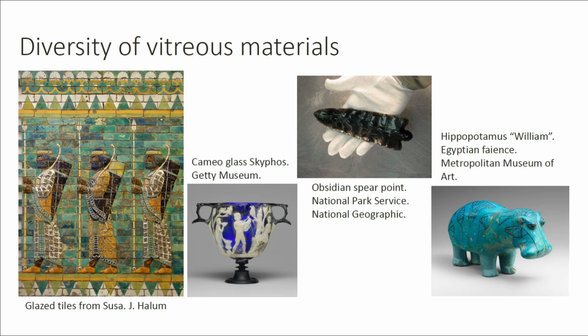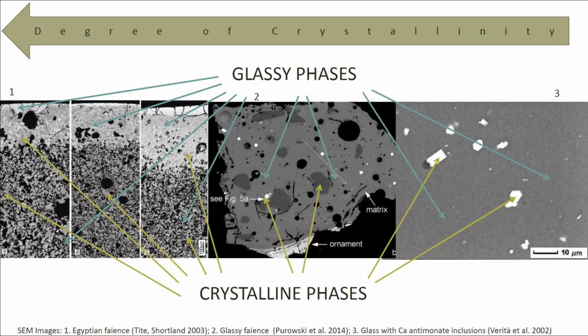Other two objects are completely or almost completely vitreous. They are man-made glass and natural glass. There are more kinds of natural glasses than just obsidian, and some of them were used by ancient people as well. I will not stop on natural glasses because this topic deserves a separate talk full of geological considerations. There are also other kinds of vitreous materials, and they are important.